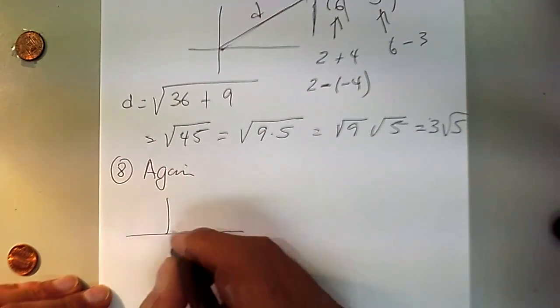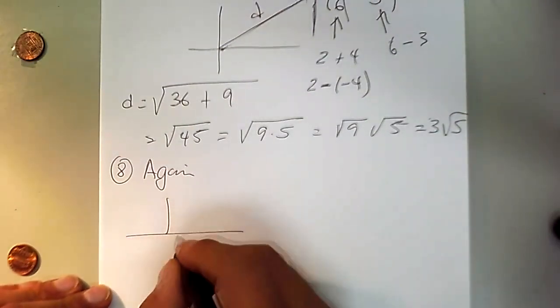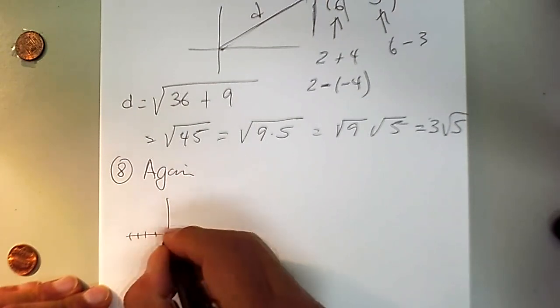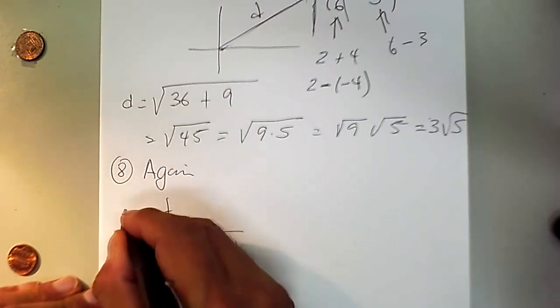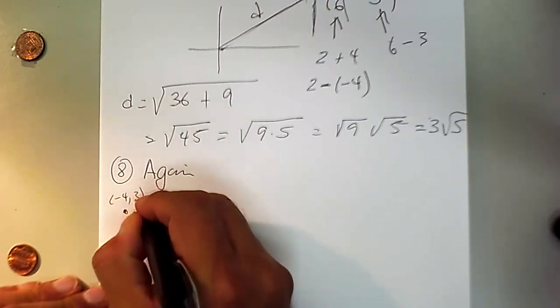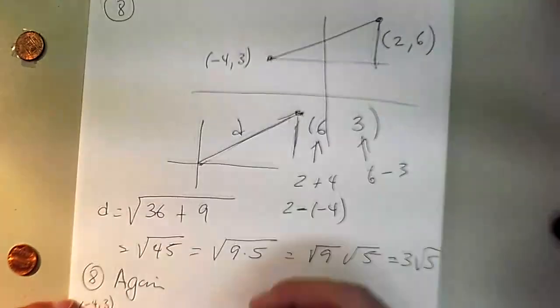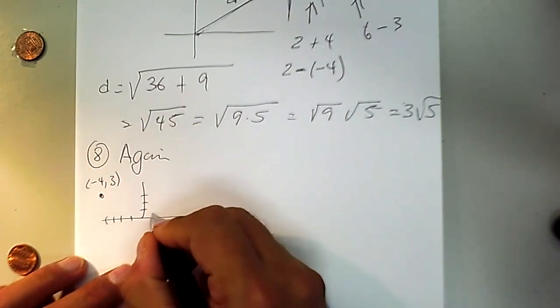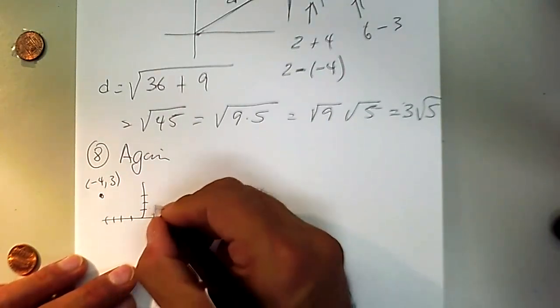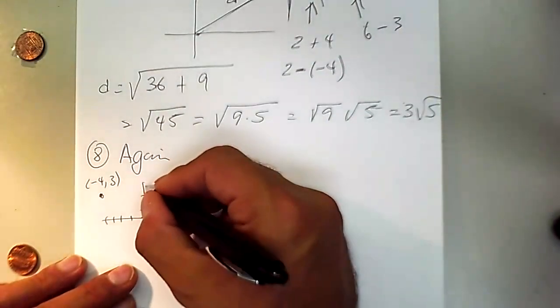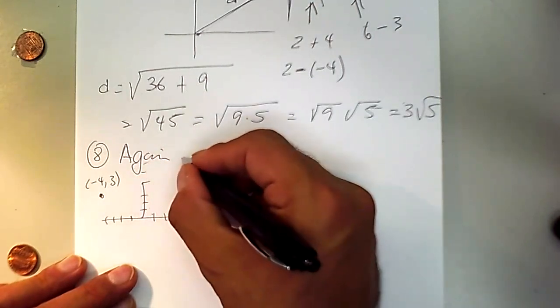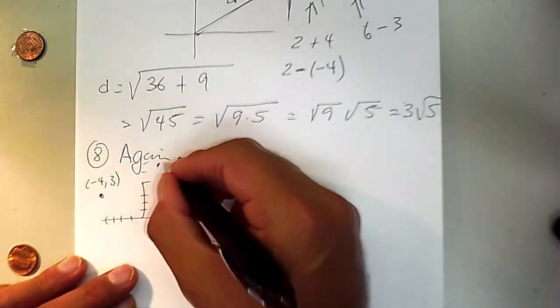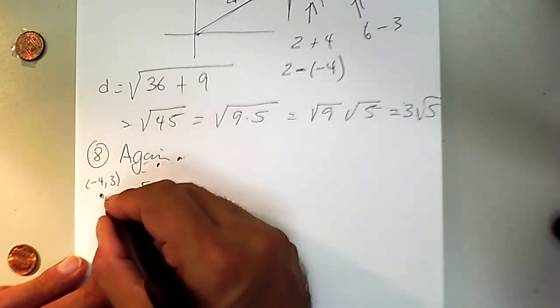So we have this negative 4, 3, 1, 2, 3, 4, 1, 2, 3. And then we're going to go up to 2, 6. I'm going to be a little more precise. 3, 4, 5, 6. So we're about, oops, not that far. That's kind of bumping into the words.